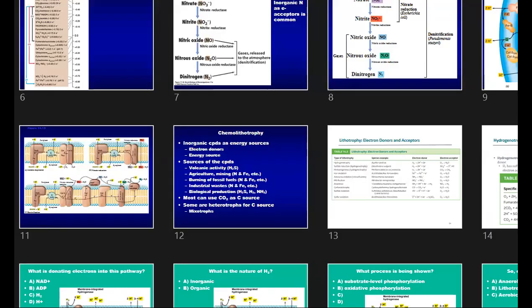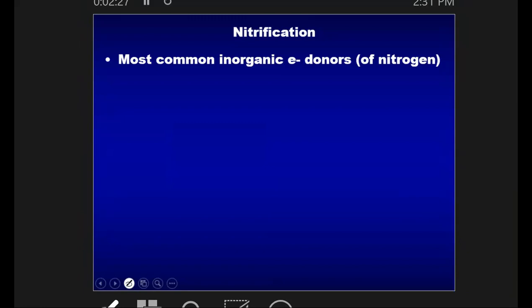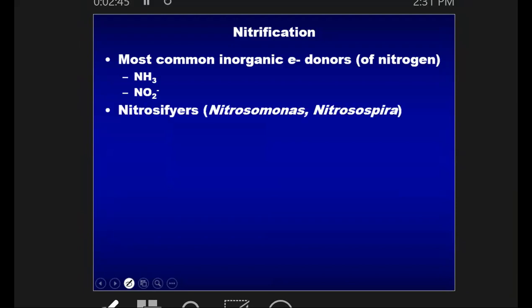So lithotropy, they're extracting or stripping electrons off of something inorganic. There's some other kinds, like taking some different nitrogen compounds, like ammonia or nitrite. So that can be abundant in certain environments for microbes. And so those nitrogen-containing compounds are often used in lithotropic reactions. So for example, there's these groups of microbes that are called nitrosifiers, and I wrote down a couple genera. You don't need to memorize that, but knowing the nitrosifier term is a good idea.